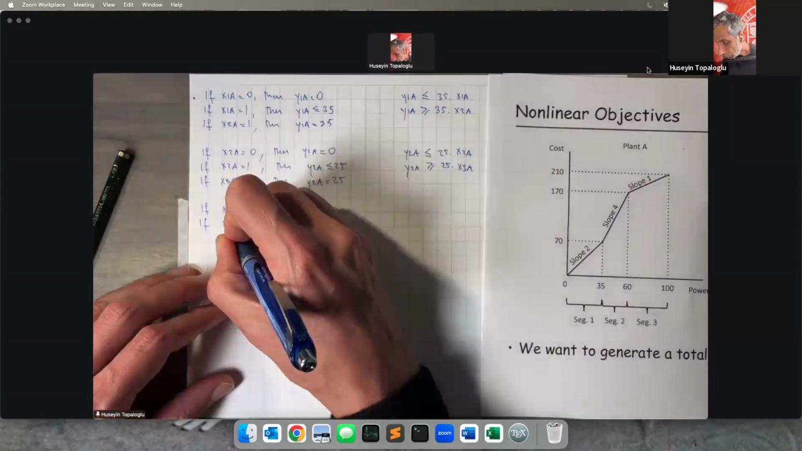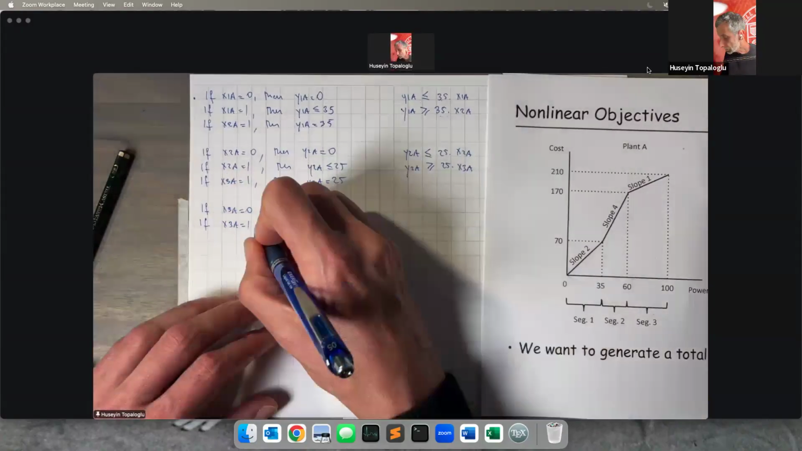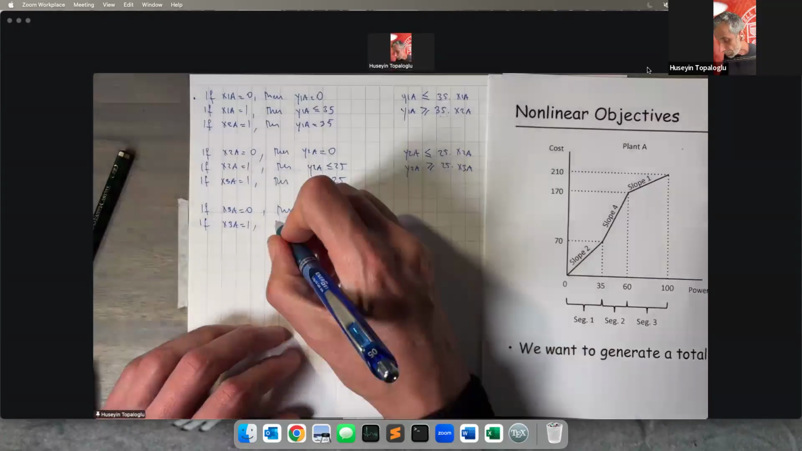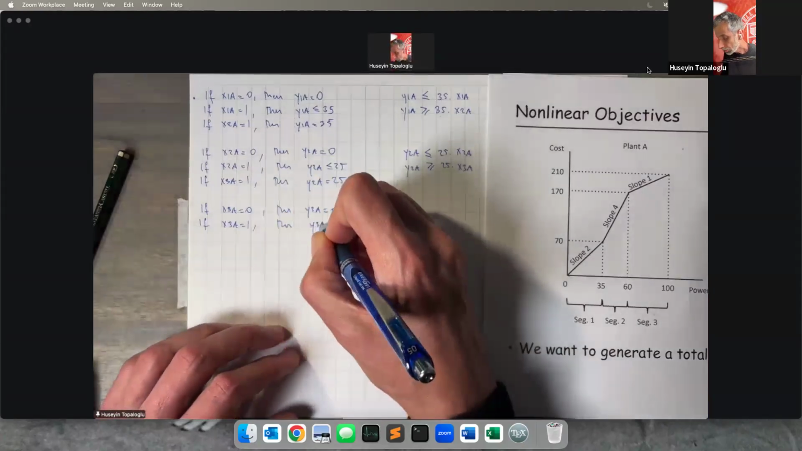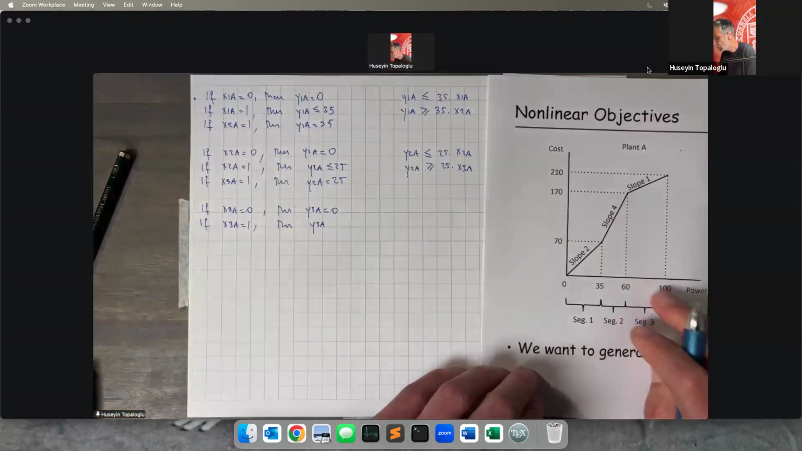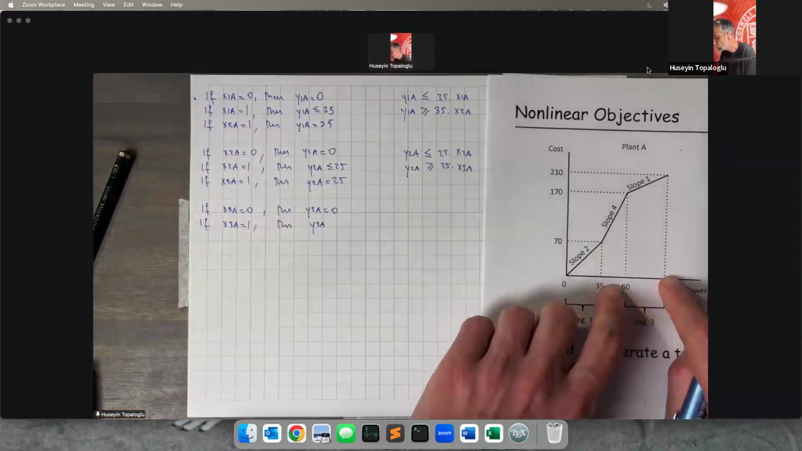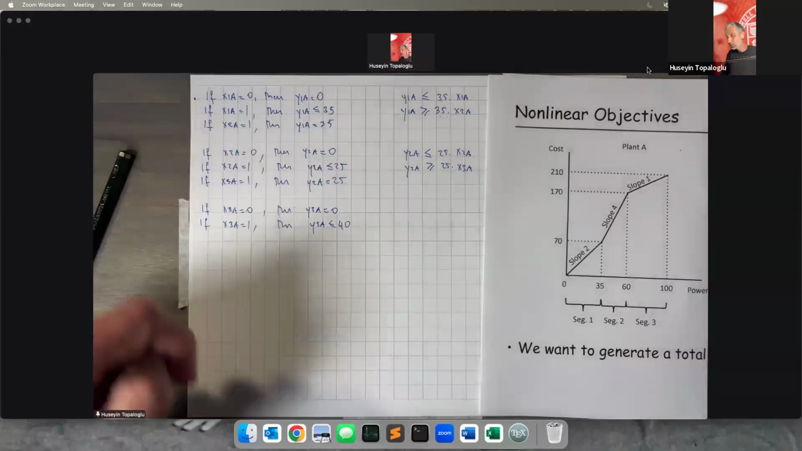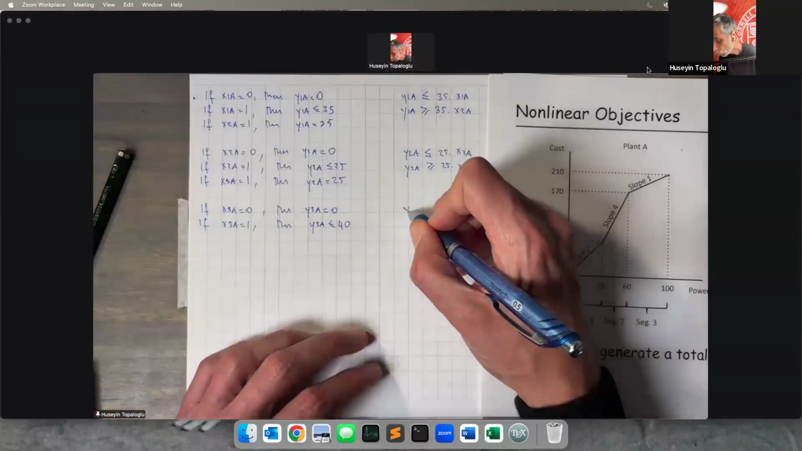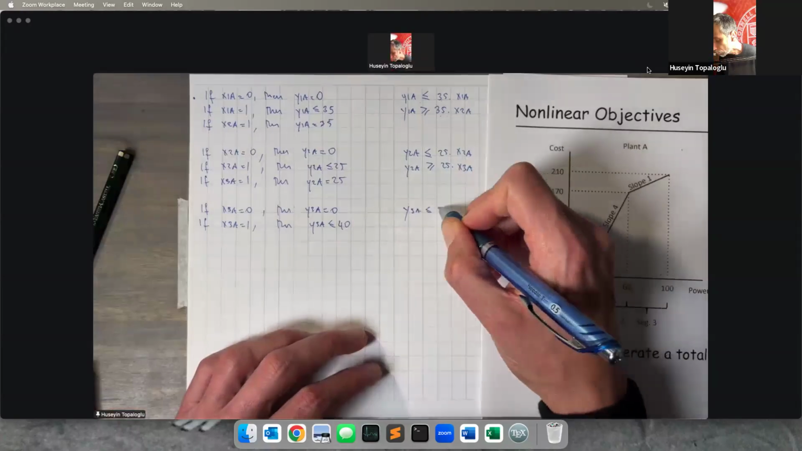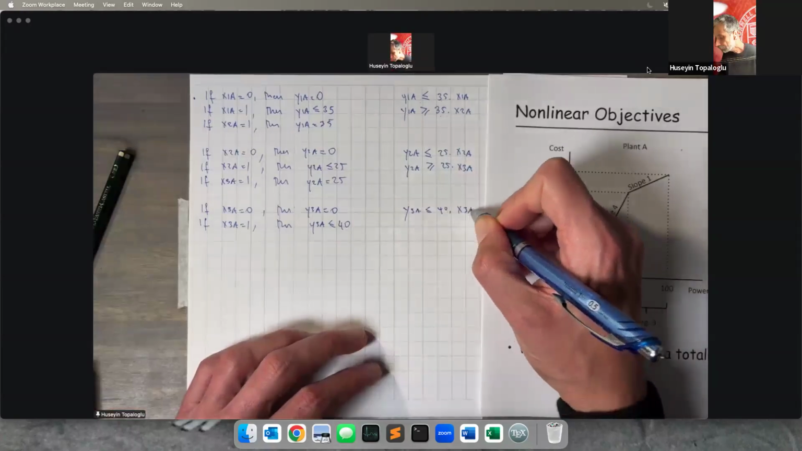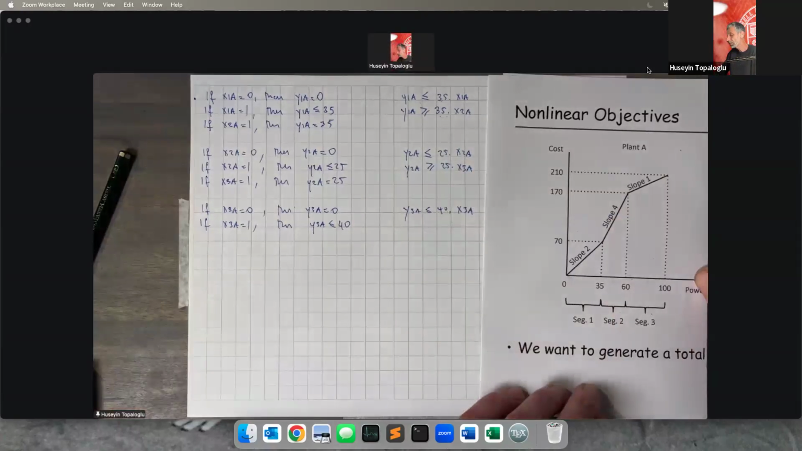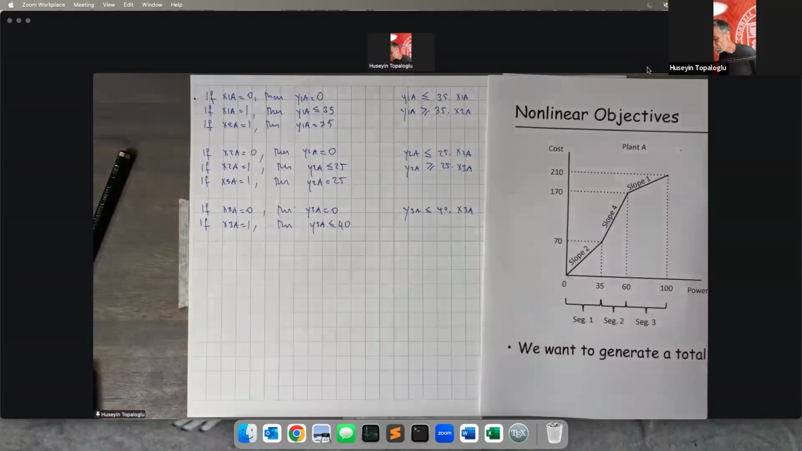On the other hand, if x3a is equal to 1, if you're utilizing the third segment in plant A, then the utilization of the third segment in plant A can be at most 40. The length of the third segment in plant A is 40. So to capture these two constraints, we're going to write y3a is less than or equal to 40 times x3a. And there's no fourth segment in plant A, so we do not write a constraint that says if you utilize the fourth segment, then the third segment must have been utilized in full. We do not need to worry about that.